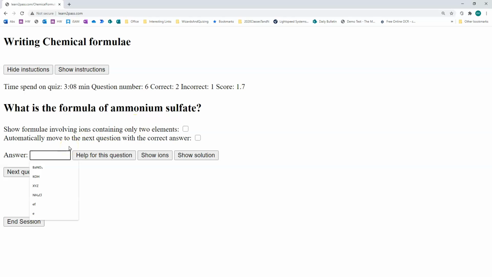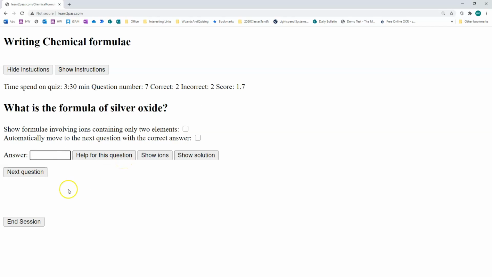So let's say ammonium sulfate. Let's just pretend I think it's NH4 SO4. I know we need 2 ammonium ions. I forgot the brackets here. If I hit enter with the wrong formulae, you can see incorrect has gone up. Now I can always try it again with brackets in. If I hit enter, I've got it right, so it moves on.